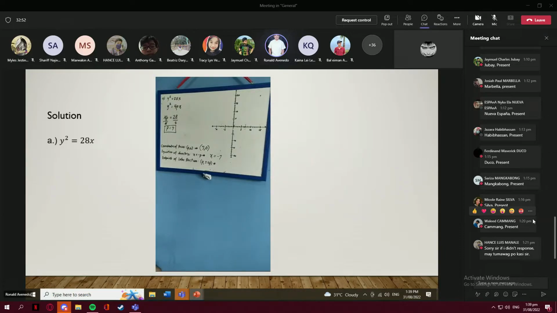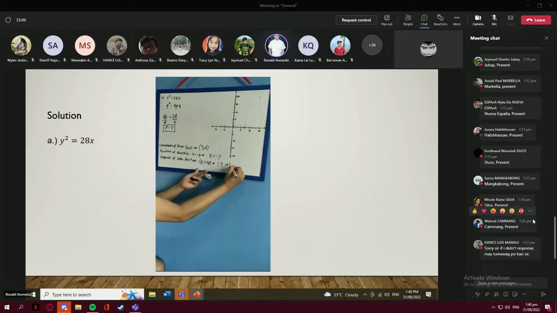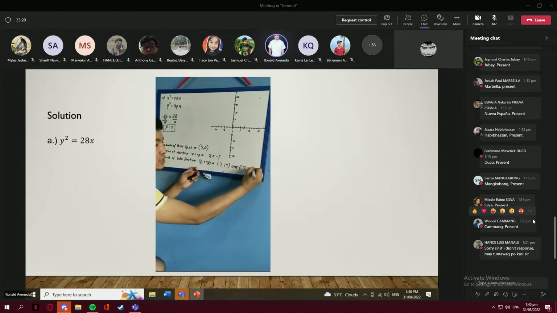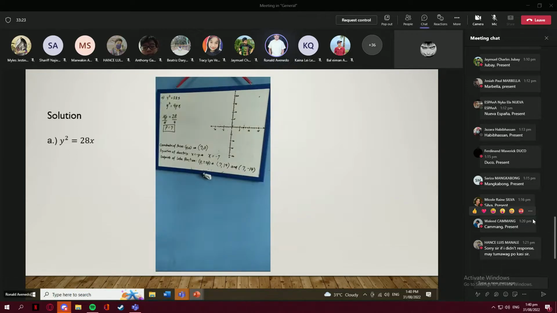For endpoints of latus rectum, the first point is 7 because p is 7. Then positive 2p, so that is 2 times 7, then we'll have positive 14. Then the second point is 7, then negative 2p, this is negative 2 times 7, which is negative 14. So we have now the points. Remember that if we're going to graph, we need the vertex, the endpoints of latus rectum.